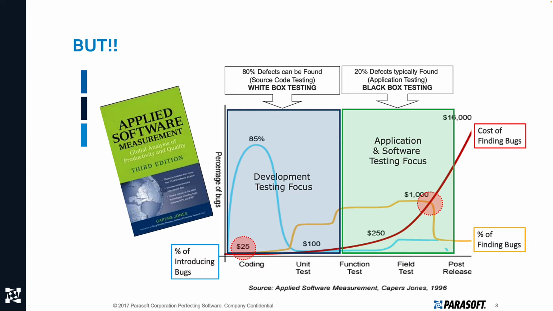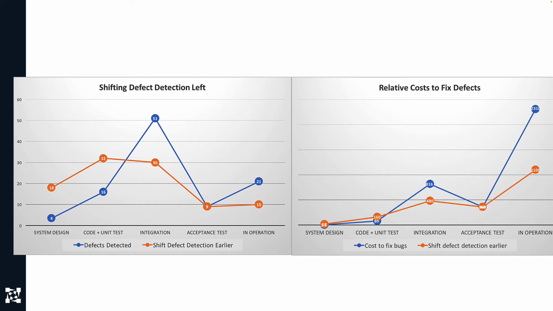So why are we not checking the code in development testing? Why are we not doing code quality testing? You can see the result if we do defect detection testing like this. We get more bugs, and we get lower costs if we do that.